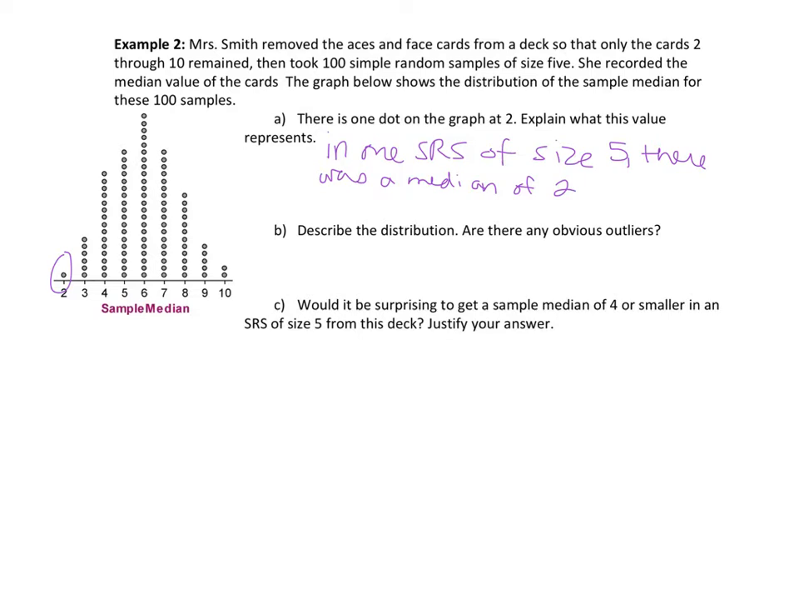So for part B, it asks you to describe the distribution. Now, when asked to describe the distribution, this was back in chapter 1, but there are a few things you need to remember. You need to remember to mention the center, the shape, the spread, and you also need to mention if there's any outliers. So the center here, you can see that the center is the mean or median, which both of them are going to be about the same, is around 6.